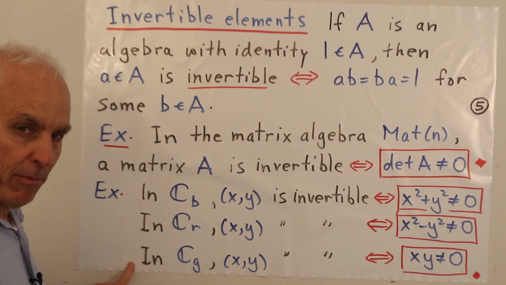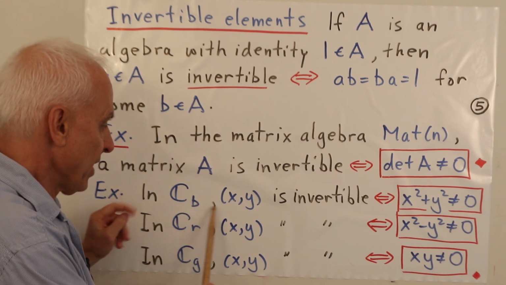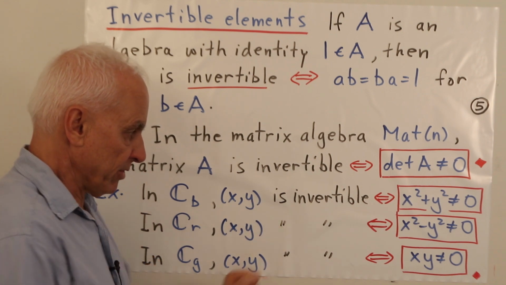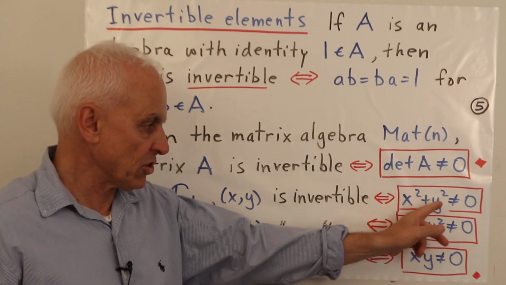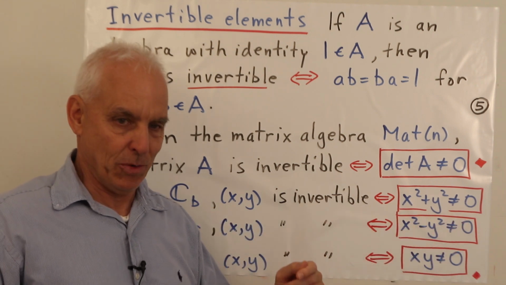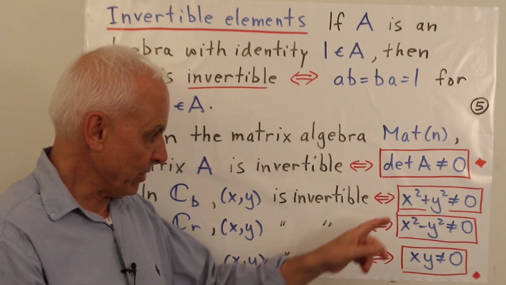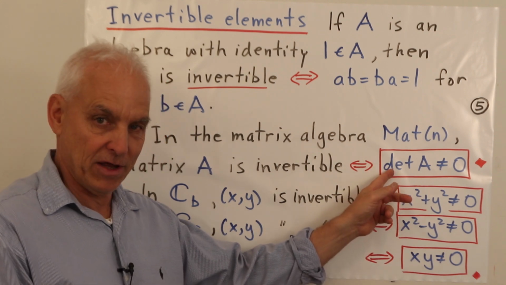In the complex numbers, the story is the following. In the blue complex numbers, a vector xy is invertible precisely when x squared plus y squared is not equal to 0. In fact, that's also a determinant. That's the determinant of the matrix x, y, minus y, x.